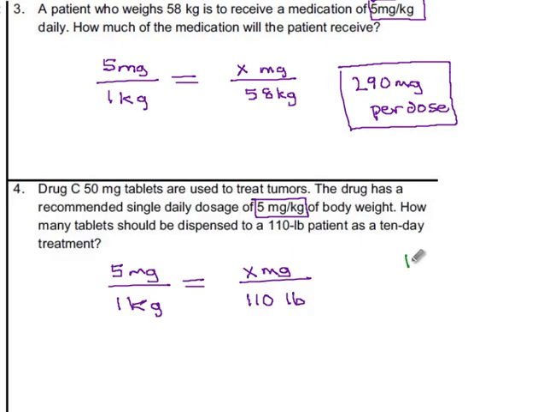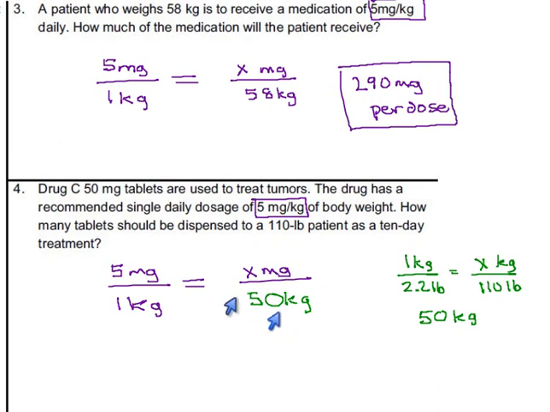Off to the side, if 1 kilogram weighs 2.2 pounds, then how many kilograms would weigh 110 pounds? If you do this 1 times 110 divided by 2.2, you should find that this is exactly a 50 kilogram person. So instead of 110 pounds, I'm putting 50 kilograms here. This is still the same procedure with the cross multiplication. It's just they made us work a little bit for this mass.